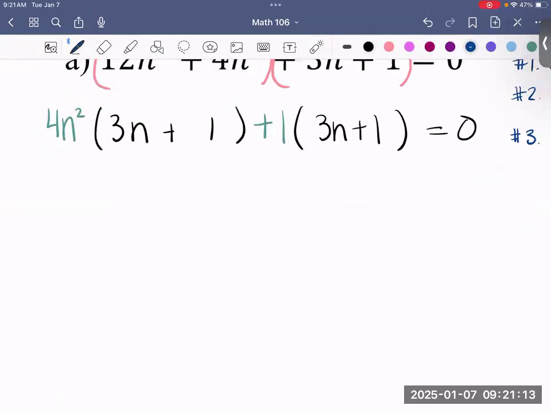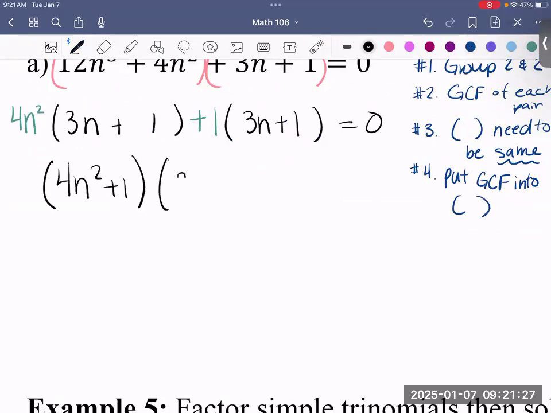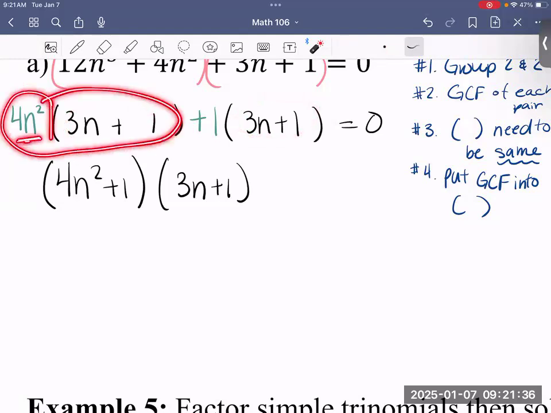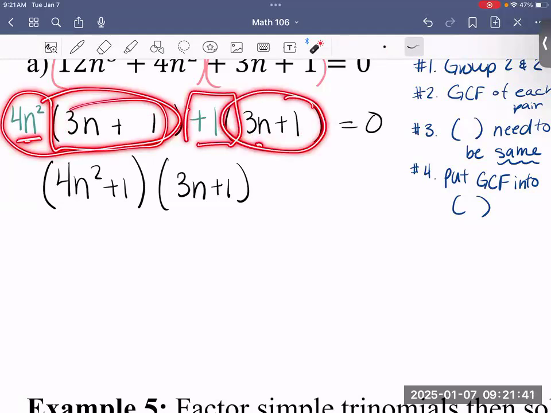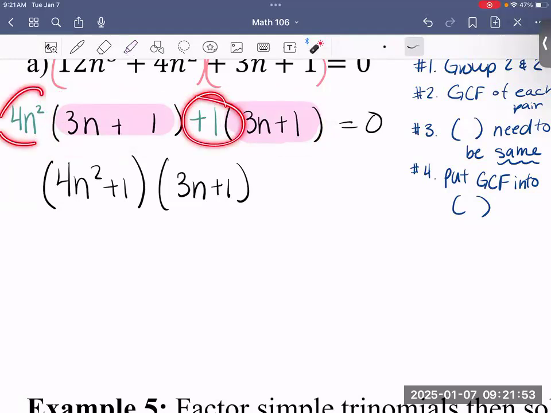Now, what's nice is that once you've factored it out, your GCFs, so put GCF into parentheses. So in one parentheses, you have your GCF, and in the other, you have the same exact term. Now, the reason why this is that, well, what do 4n squared, and then this term, and then plus 1 and its multiplied term, what do they have in common? Well, if I were to highlight what they had in common, they both have a 3n plus 1. So you end up factoring it out from your term, and your leftover bits becomes your GCF.